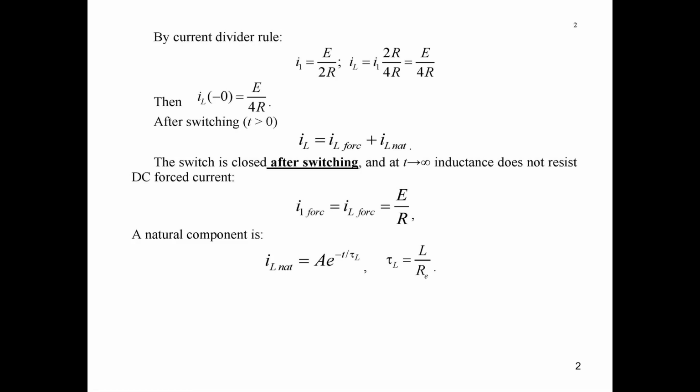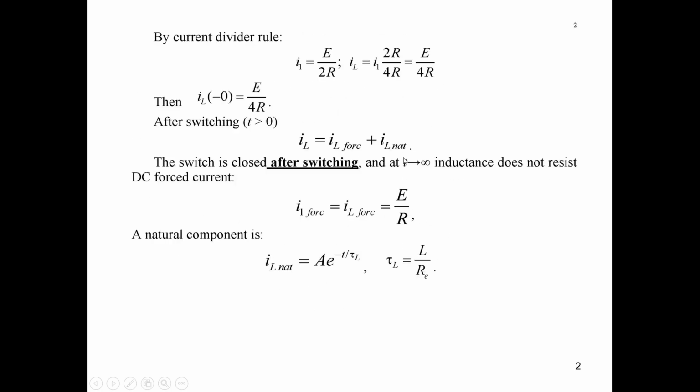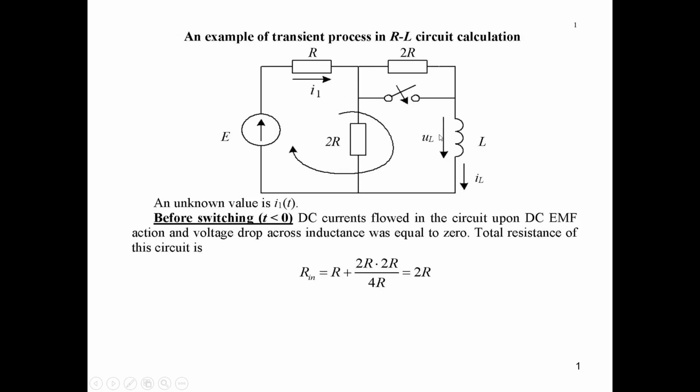And after switching, in the steady-state regime, as it is a DC EMF, the voltage drop across the inductance at t tending to infinity will be equal to 0, like in the regime just before commutation. But here we should consider the schematic after this key is closed. And when this key is closed, this 2R resistance will be short-circuited.